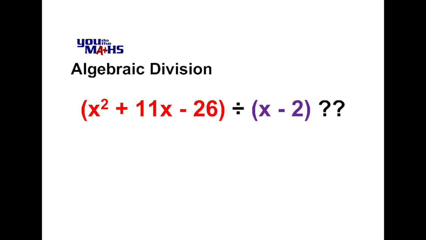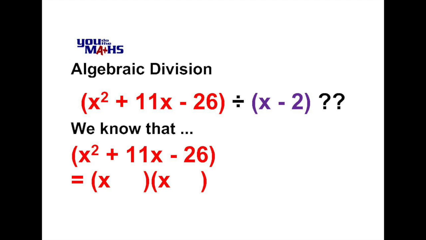So going back to our original problem, we're trying to divide this quadratic expression, x squared plus 11x minus 26, by the linear expression x minus 2. Let's first of all go in reverse to what we did before and see if we can express x squared plus 11x minus 26 as a product of some algebraic expressions. And we can do that with factorization.